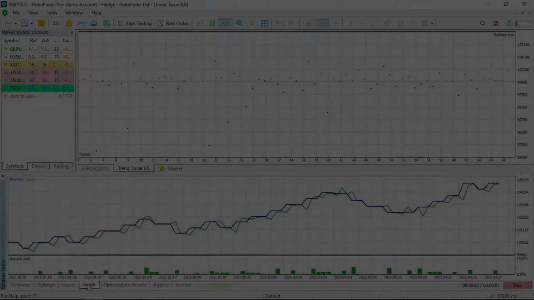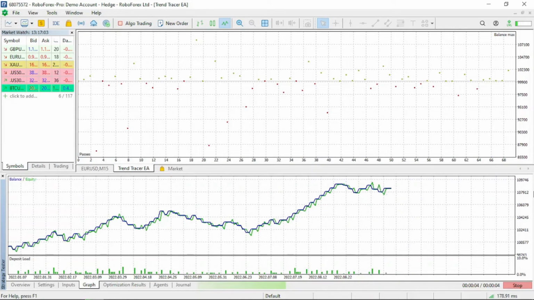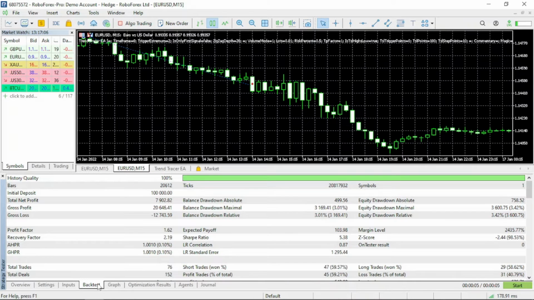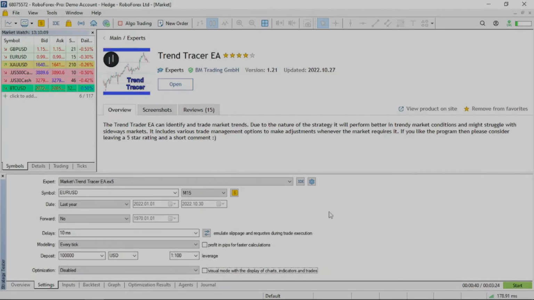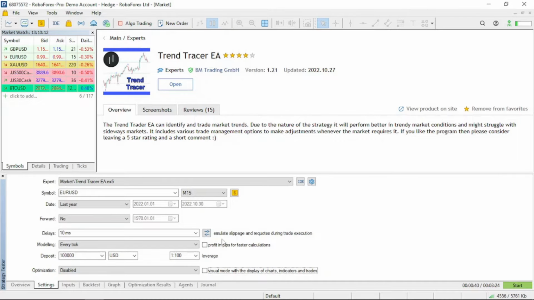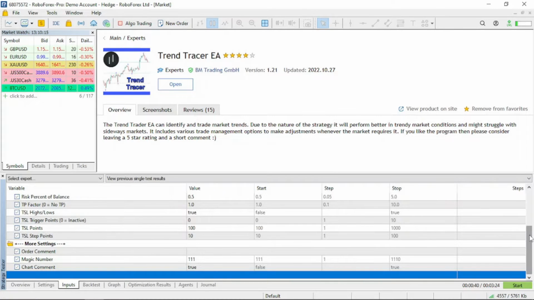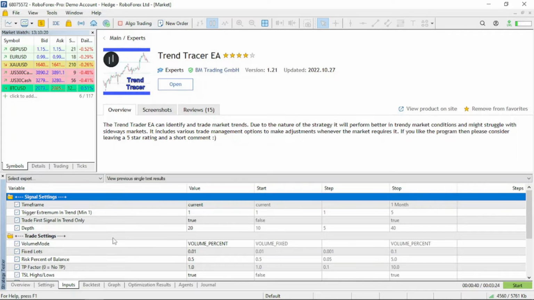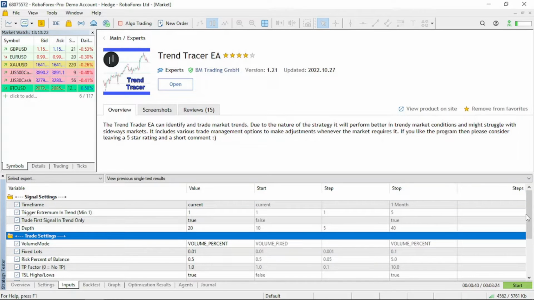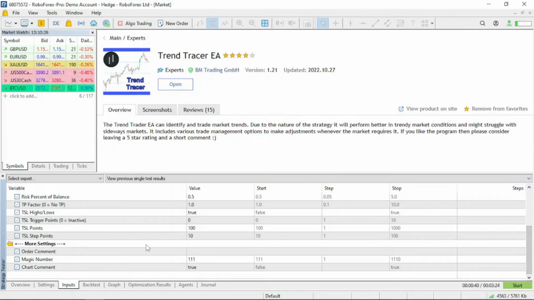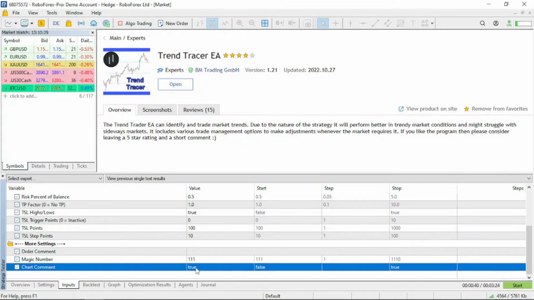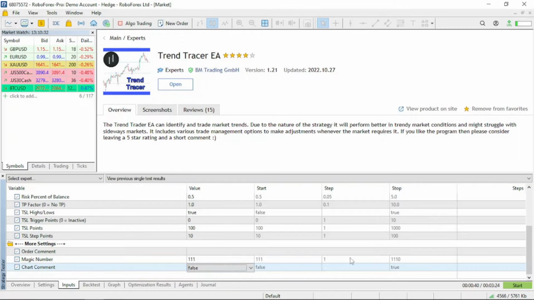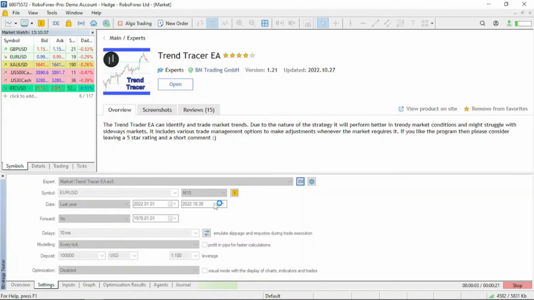In today's video, we'll be looking at different set files for Trend Tracer EA that could potentially be profitable in the market. It is important to remember that these are strategy tests and they need to be forward tested on a demo account. Now, the Trend Tracer EA has three categories for settings: signal settings, trade settings, and more settings. Firstly, under more settings, we are going to change chart comment to false. This is just to improve the testing speed.